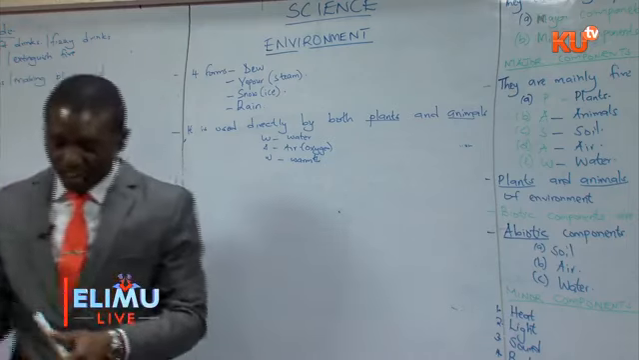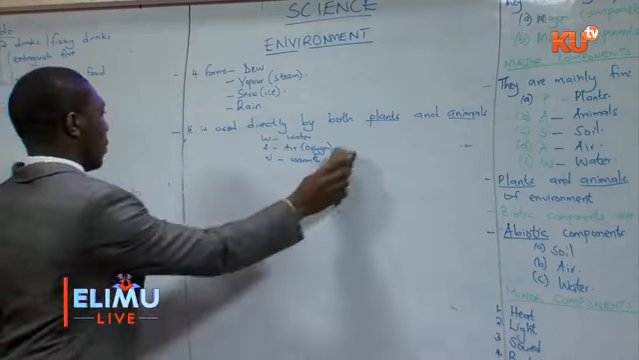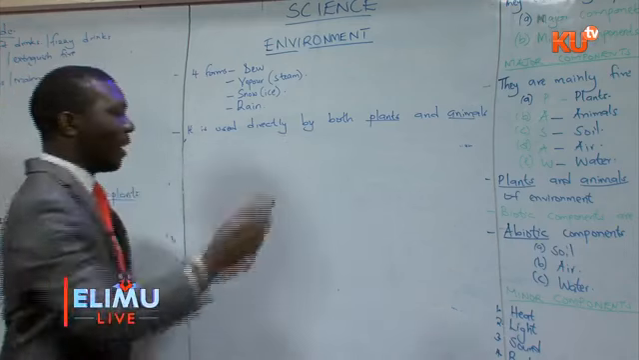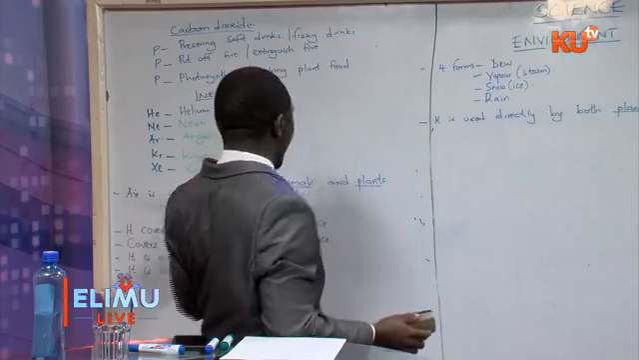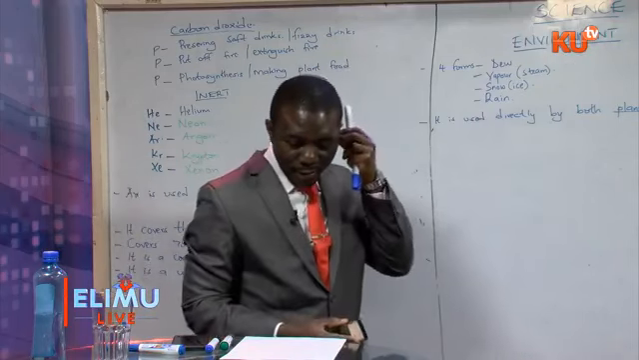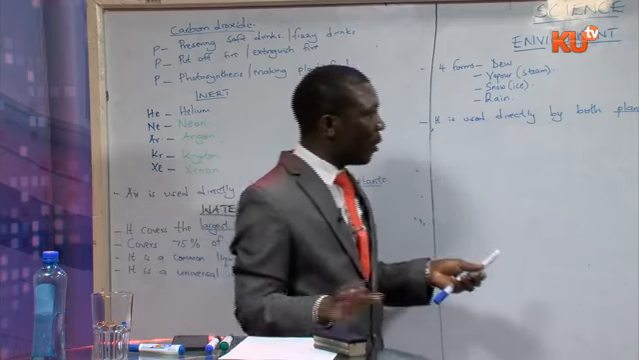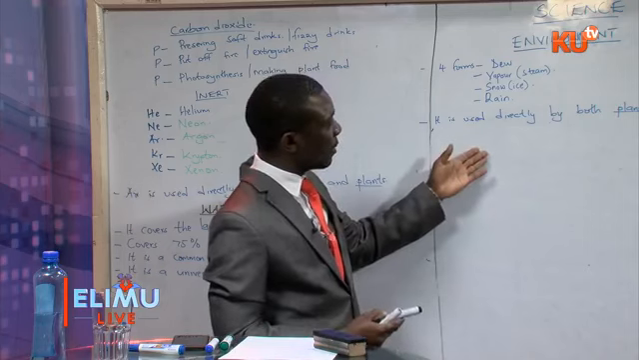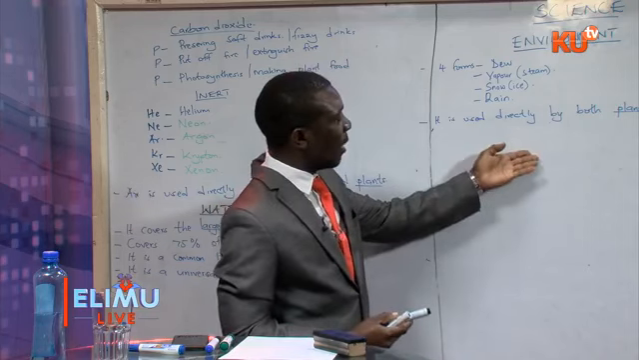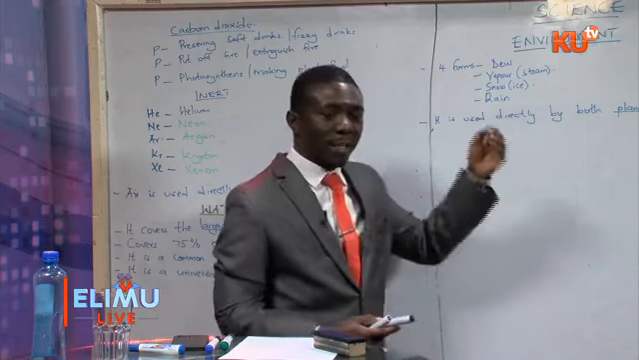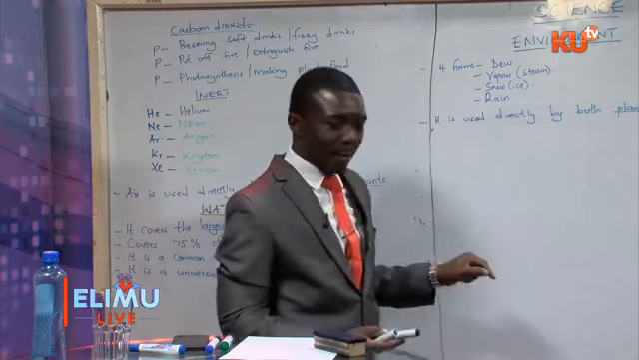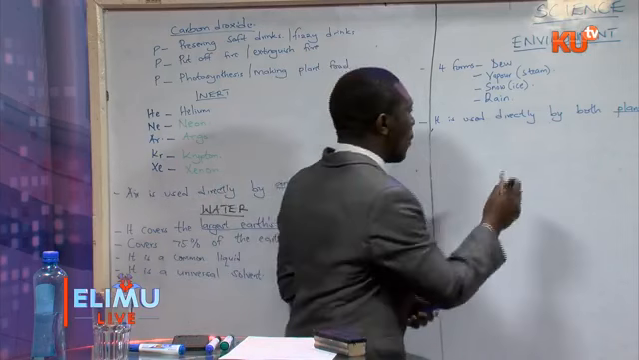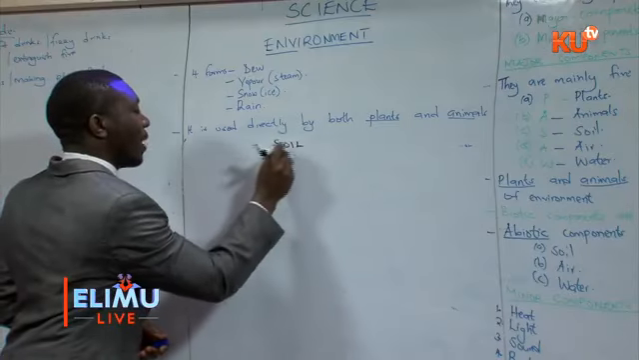And it was one of the KCPE questions they asked: which two components of the environment do plants and animals use directly? And the answer is air and water. This water is a home, or a habitat, for aquatic animals. Aquatic animals live in water, and when they live there, they obtain oxygen from water itself, because water has air in it.